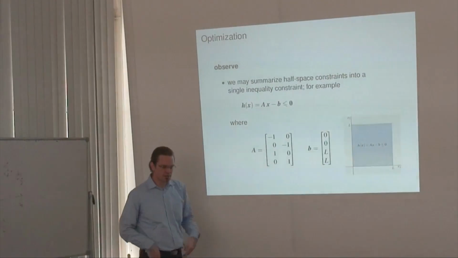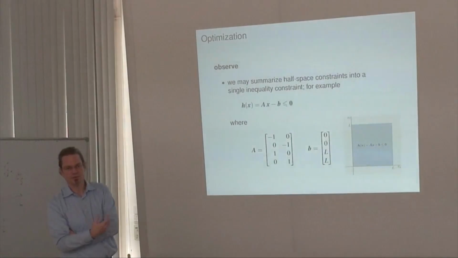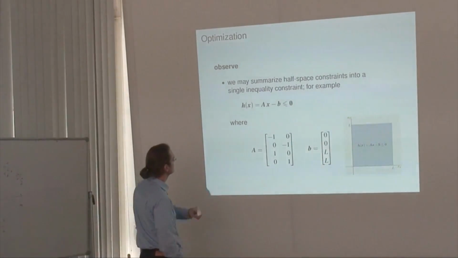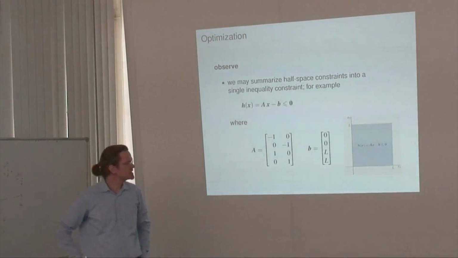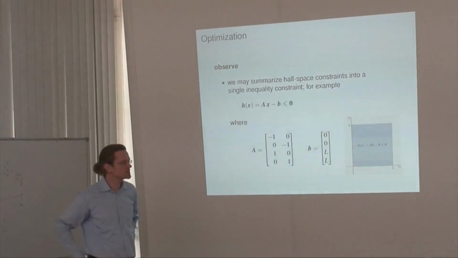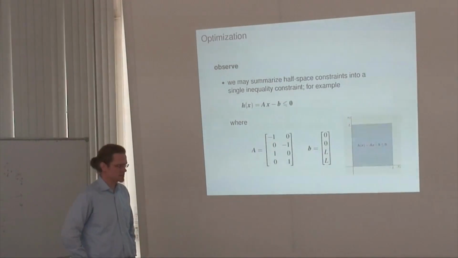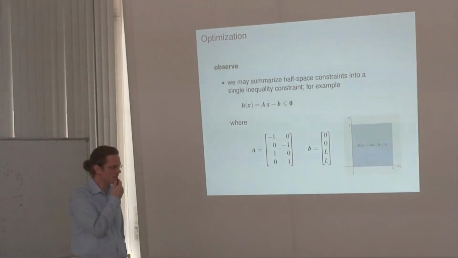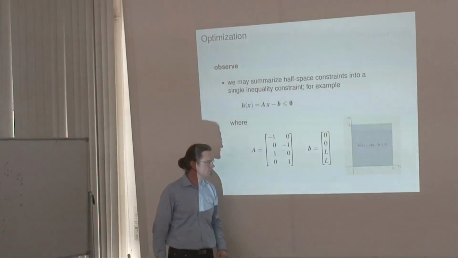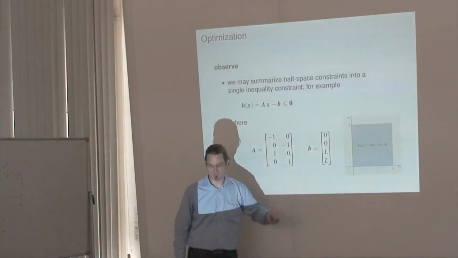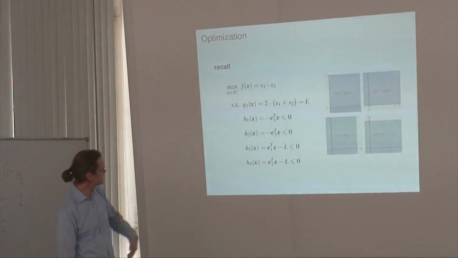I could summarize the 4 constraints on the previous slide in terms of just one constraint equation, where we have a vector valued function h of a vector x. And that is given by a matrix A times a vector x minus a vector b, and all of this has to be less or equal than the vector 0. And if you plug in this for the matrix A and this for the vector b, convince yourself that this is indeed the same as that.